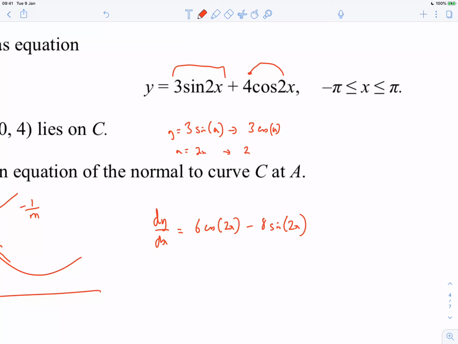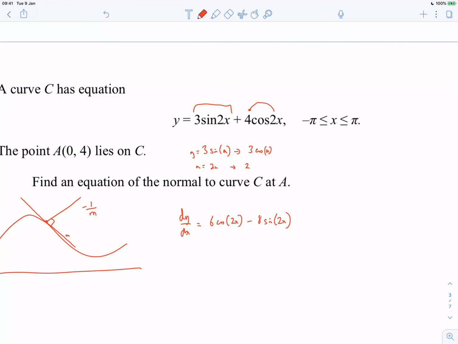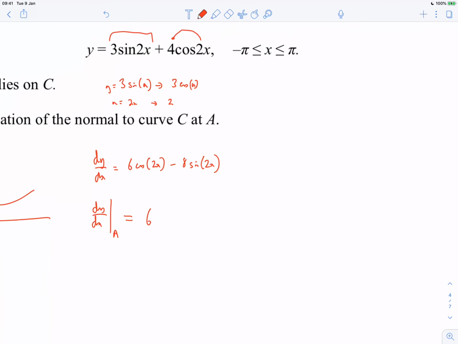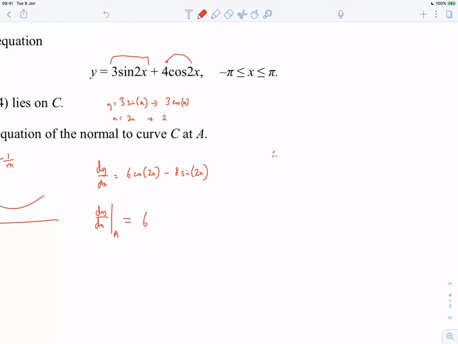Okay, now I know that at the point A, x equals 0. So dy by dx evaluated at the point A means I've got 6 lots of cosine 0, which is 6, minus 8 lots of sine 0, which is 0. Now if that gradient is 6, that means the normal must be of the form y equals the negative reciprocal of 6, which is minus 1/6 x plus a constant.